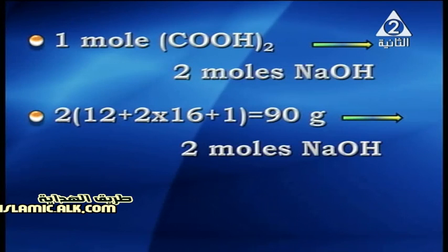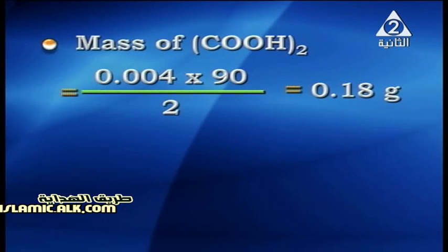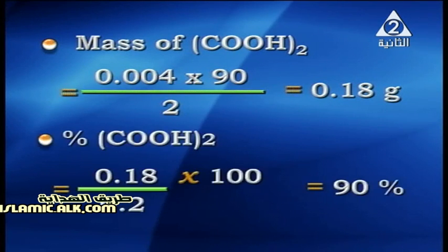So 2 times 12 plus 2 times 16 plus 1 times 2, equals 90 gram, reacts with 2 moles of sodium hydroxide. So x gram reacts with 0.004 moles. So mass of oxalic acid equals 0.004 times 90 over 2 equals 0.18 gram. So percentage of oxalic acid equals 0.18 over 0.2 times 100 equals 90%.